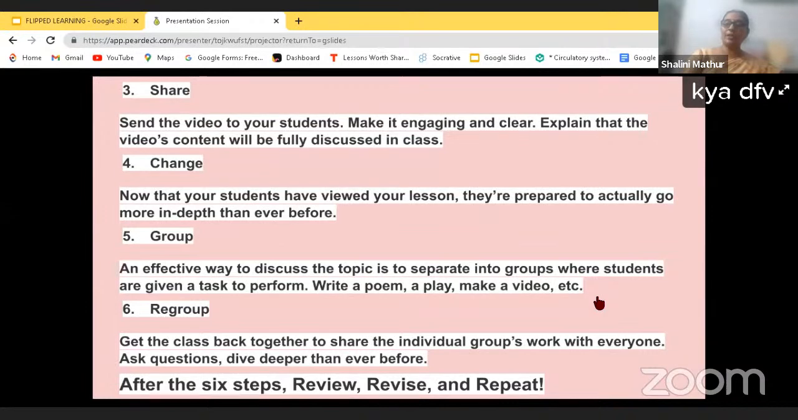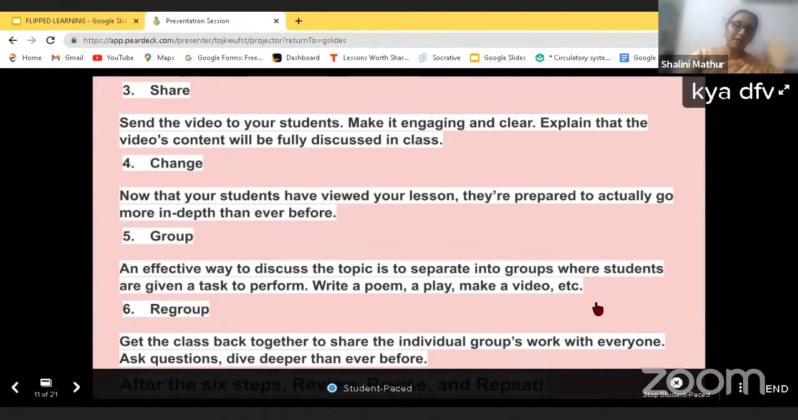Last but not the least, after the six steps: review, revise, and repeat. What you have learned, what is the objective of sharing that learning content, what you came to know in the class, what is the outcome of that. Then repeat it again as and when needed.